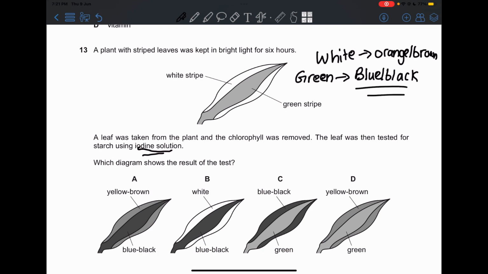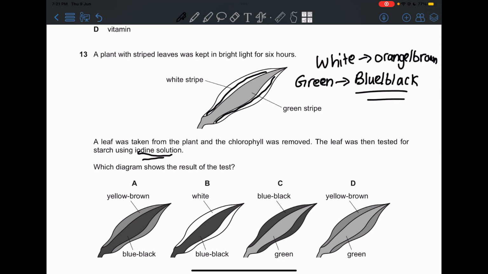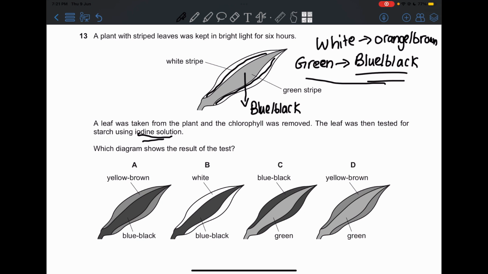Now, we know that the outer parts of the leaf is actually white, so that means it's going to be orange-brown in color, and this part inside will be blue-black. As we said, it's green, so as I explained over here, it's going to be blue-black. So we have to choose a part where the outer side is going to be orange-brown and the inner side is going to be blue-black. So that is exactly option A.